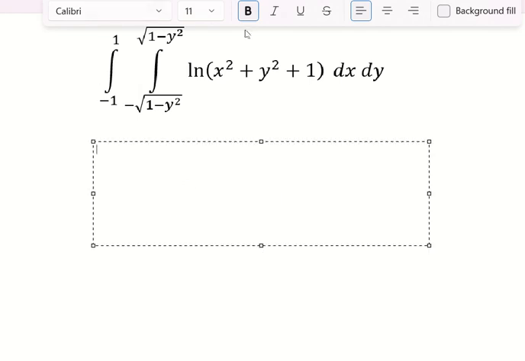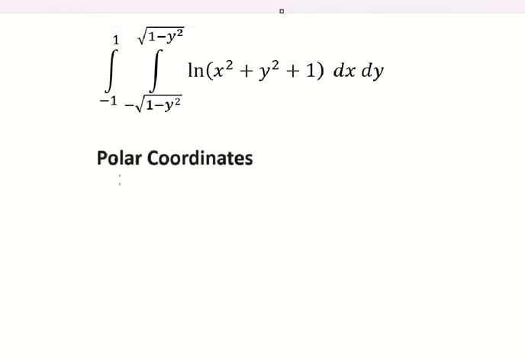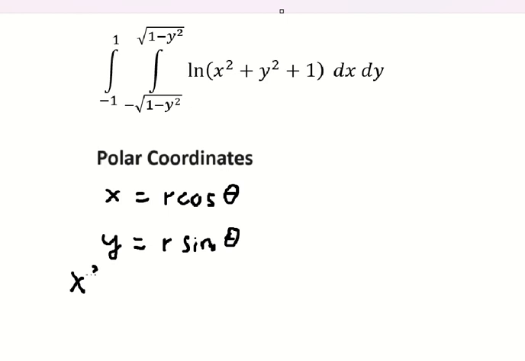For this one, we can use polar coordinates. So I will put x equals r cosine theta and y equals r sine theta. So if we put these inside, we can see that I will put this one go in here and this one go in here.